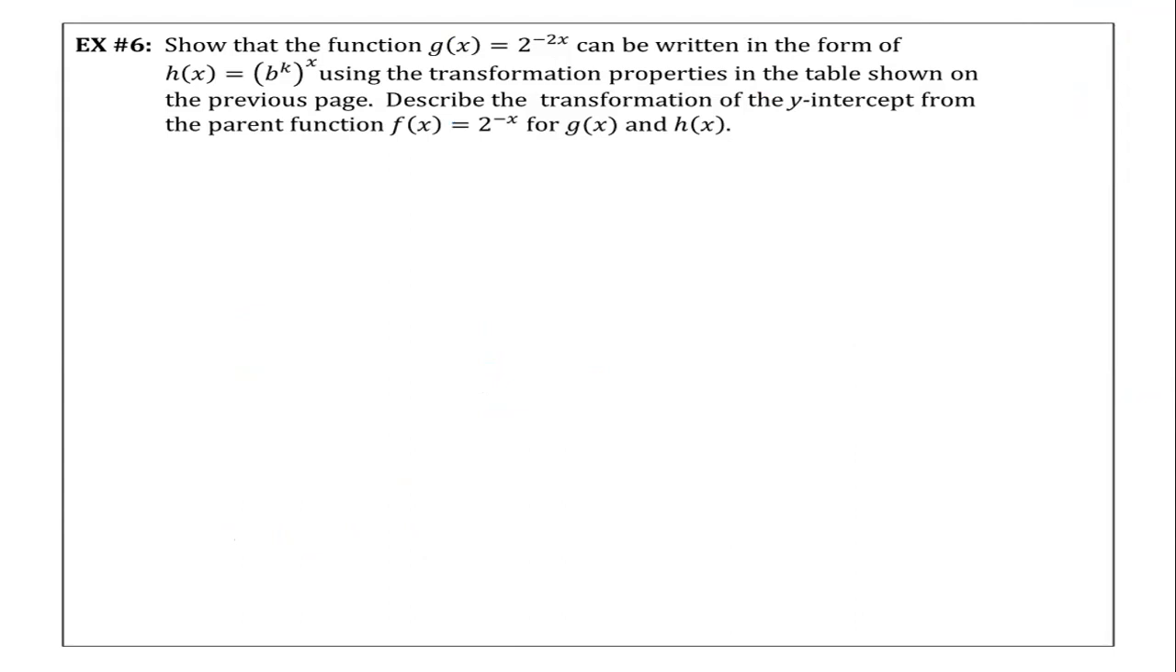Example number 6. So here we have: show that the function g of x equals 2 to the -2x can be written in the form h of x equals b k to the x. Someone asked me this earlier. Who asked me this? Caroline? Was it you? Yeah. Okay. We're going to be using our power property, so we're using the power property of exponentials.